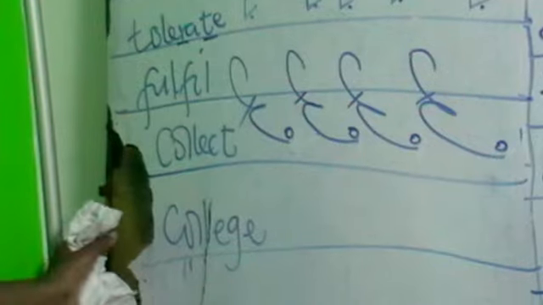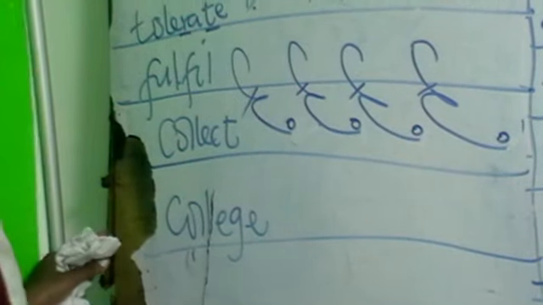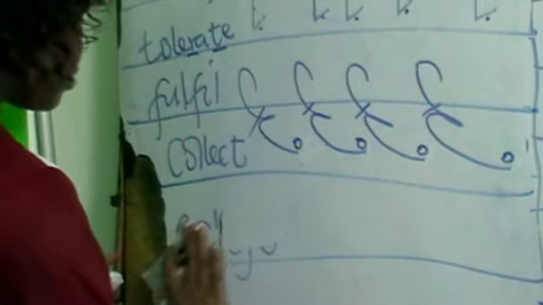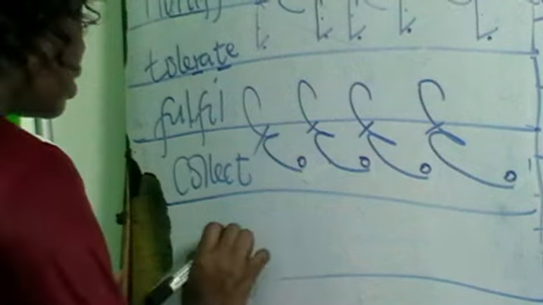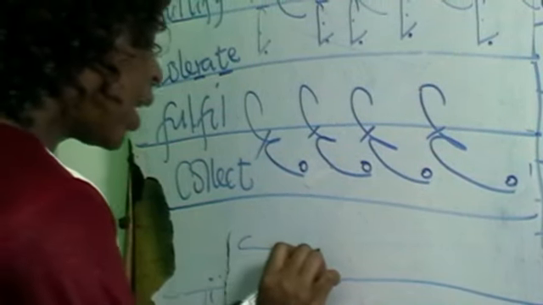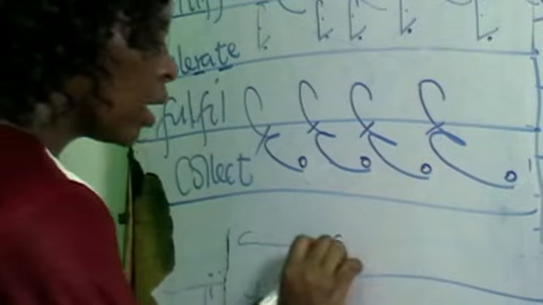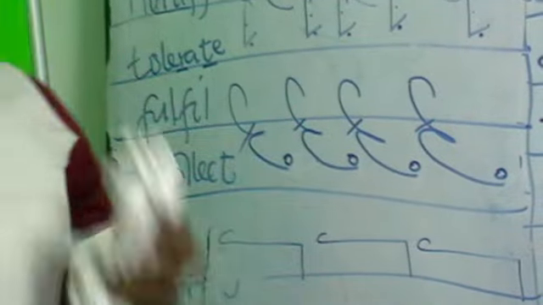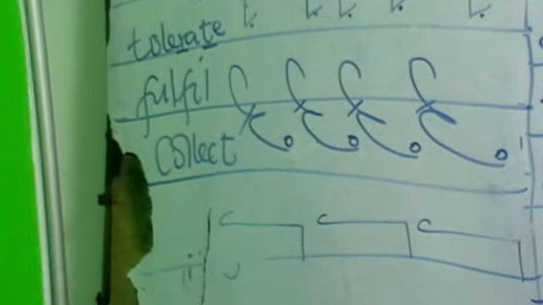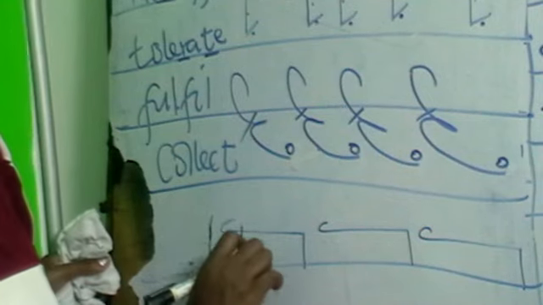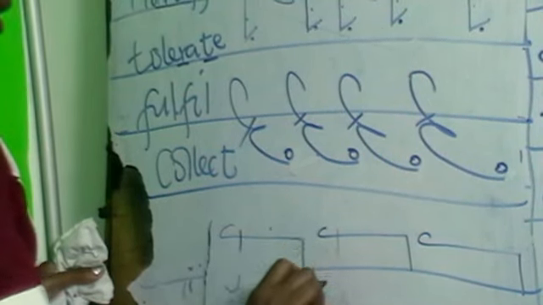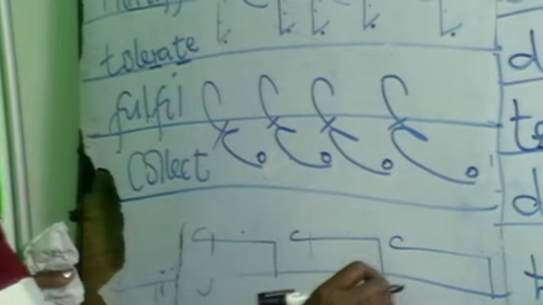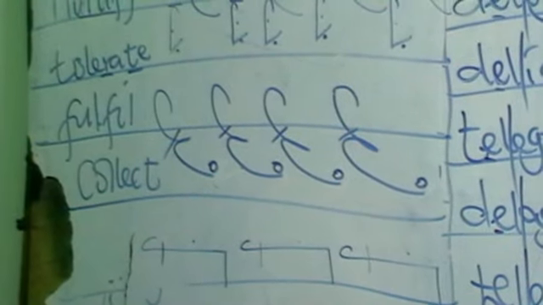Then we have the word collect. Collect is a stalk of K hooked for L, another K, and a stalk of T. A stalk of K hooked for L and another K, then a stalk of T. So we have a dash vowel and a short E, a dash vowel and a short L.